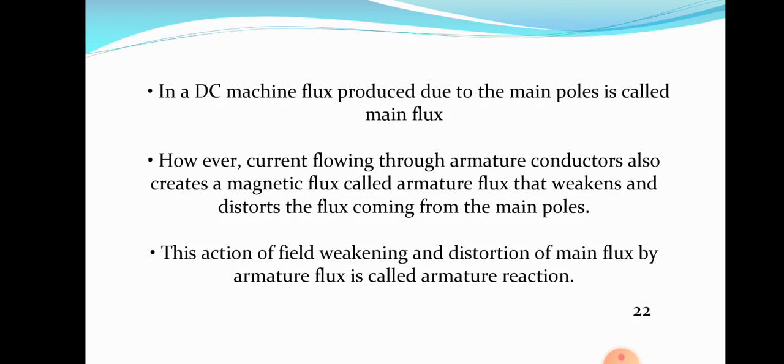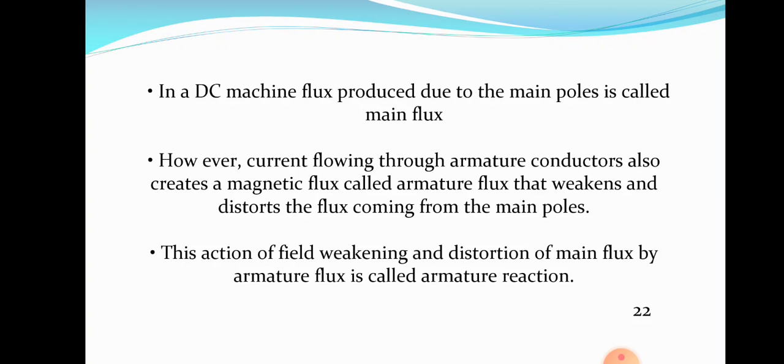But when the generator is loaded, load current is flowing through the armature. When load increases, armature current increases. When load decreases, armature current decreases. Anyway, when the generator is loaded, a current is flowing through the armature. That current produces a flux, known as armature flux, denoted as phi A.